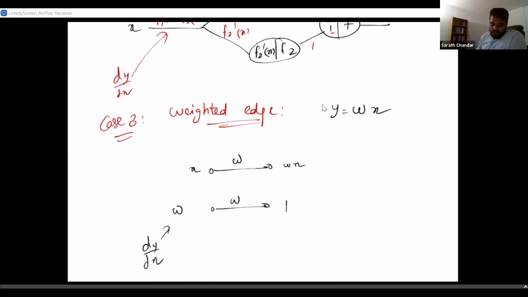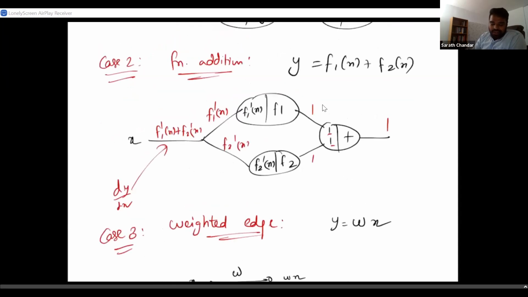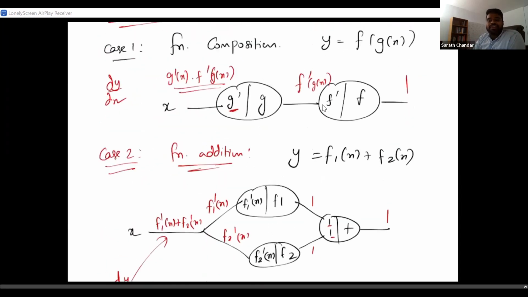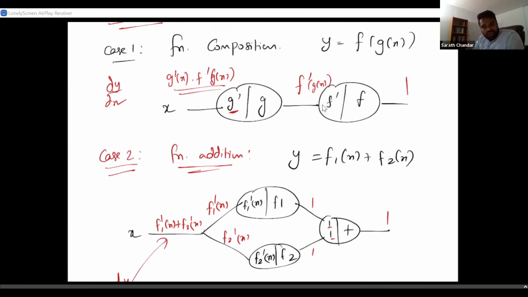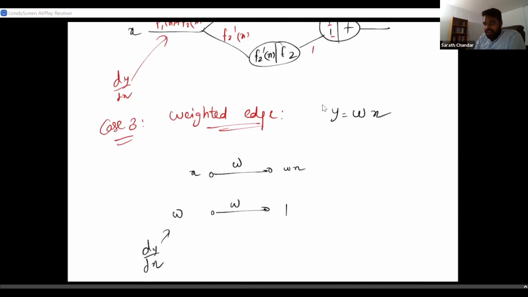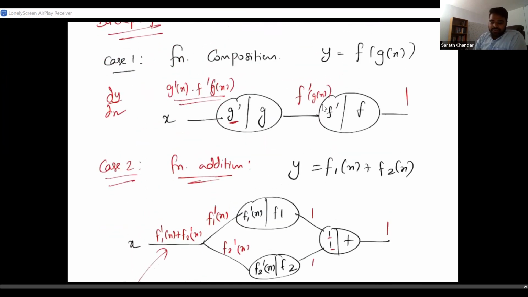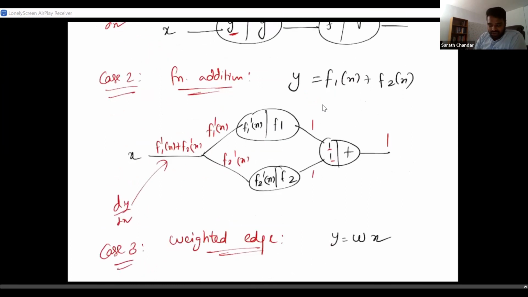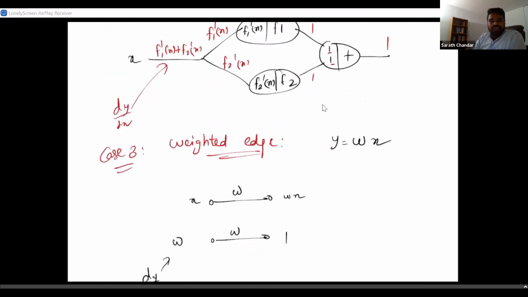Okay, so now I'm going to claim that by using these 3 basic operations, function composition, function addition, and weighted edge, you can implement a neural network using this computational graph way, right? So I will let you think for 30 seconds. What I say here is that by just using these 3 operations, composition, addition, and weighted edge, we can actually implement any neural network that we want, right?